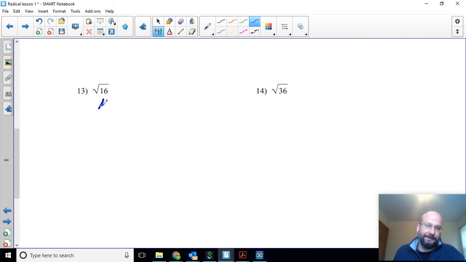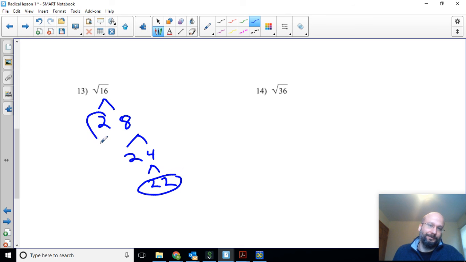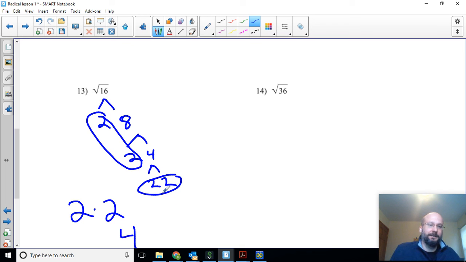16, I feel like I did 16 already. 2 and 8, 2 and 4, 2 and 2, groups of 2. So I have one of these 2s on the outside, another one on the outside, and nothing inside. So 2 times 2 is 4. That's my answer, 4.